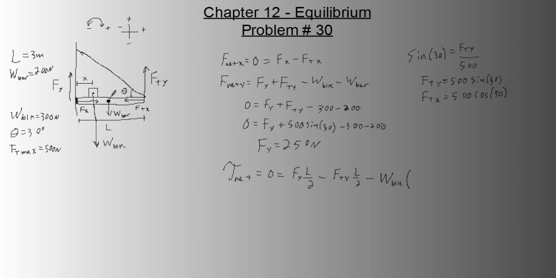How far is it from the pivot? Well, it's this distance. It's not x from the pivot. It's x from the wall for the hinge. So it's this distance. I'll just call it question mark. What is that distance? Well, it's L over 2, this distance, minus x.